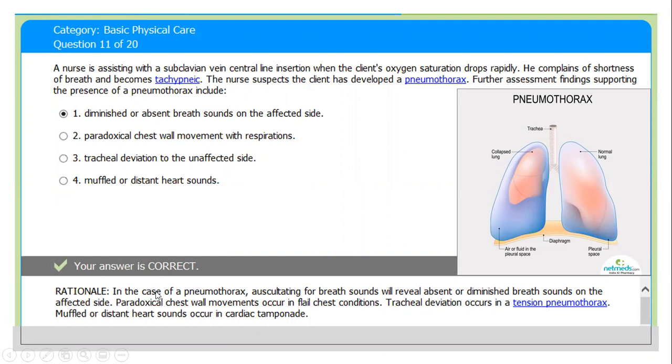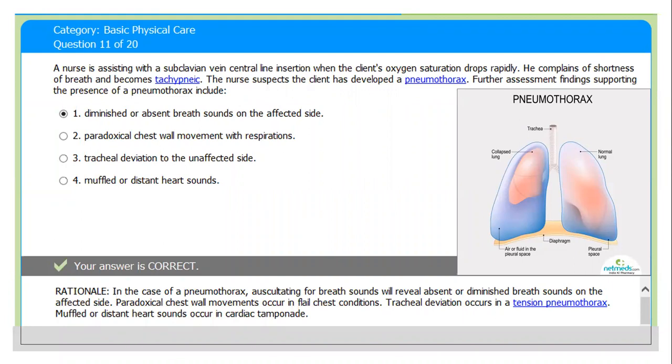Rationale: in the case of a pneumothorax, auscultating the breath sounds will reveal absent or diminished breath sounds on the affected side. So this is the lung, right side, with pneumothorax or hydrothorax. If you put the stethoscope, the breath sound will be diminished or absent. Paradoxical wall movement: during inspiration or expiration, both lungs should move up and down symmetrically.